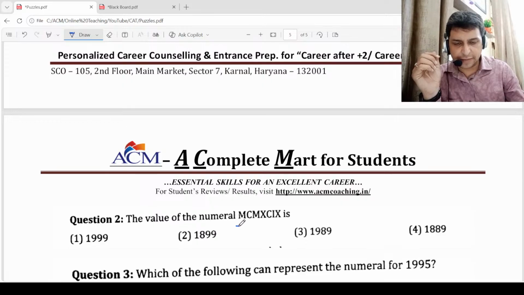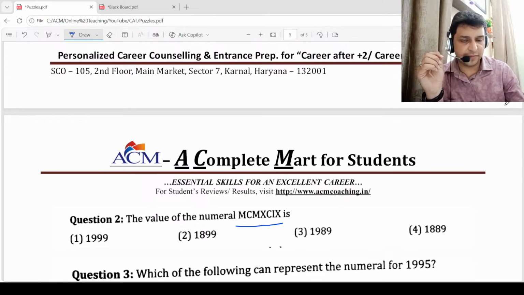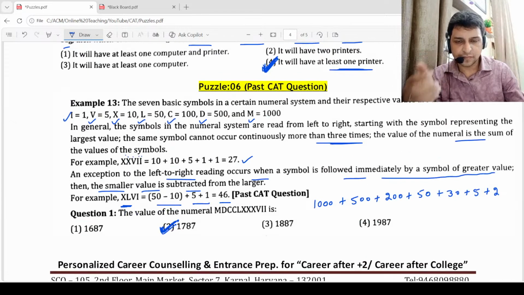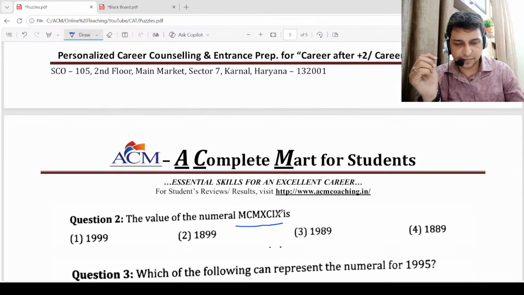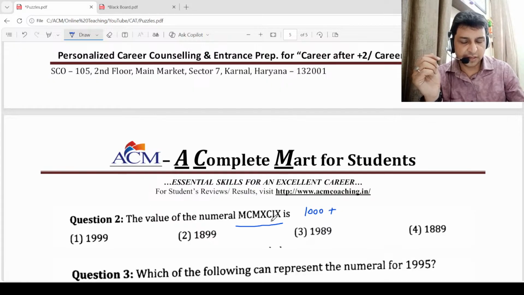The value of numeral MC MX CIX, what will it be? Now M is 1000, C is 100. So M is 1000. Now C is 100, but after C we are getting M. That means 1000 minus 100, that is 900.